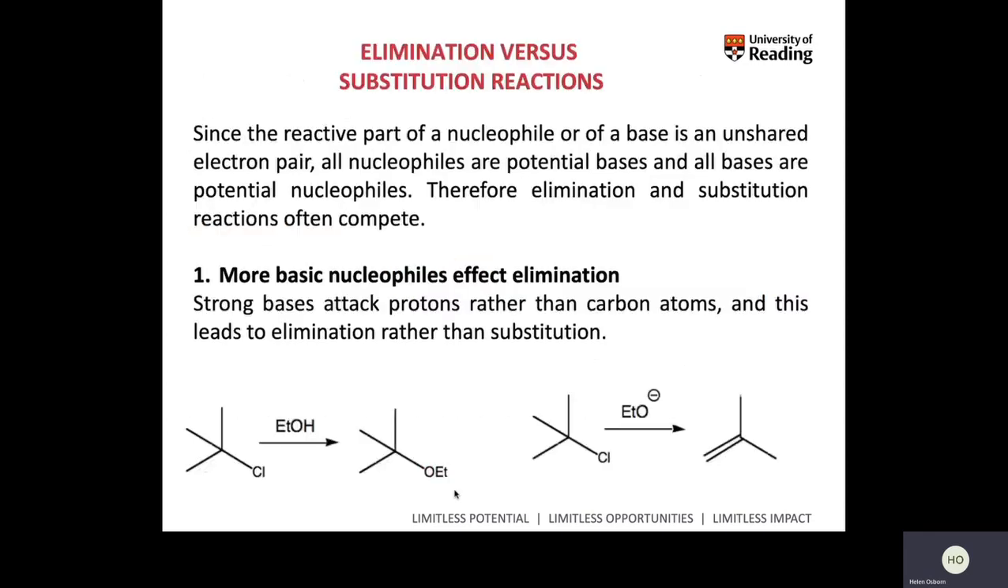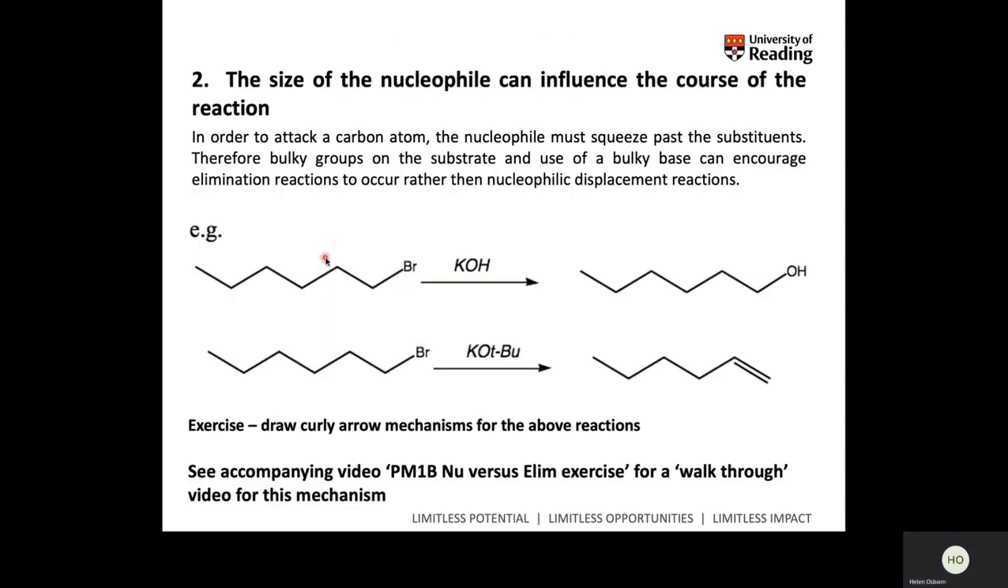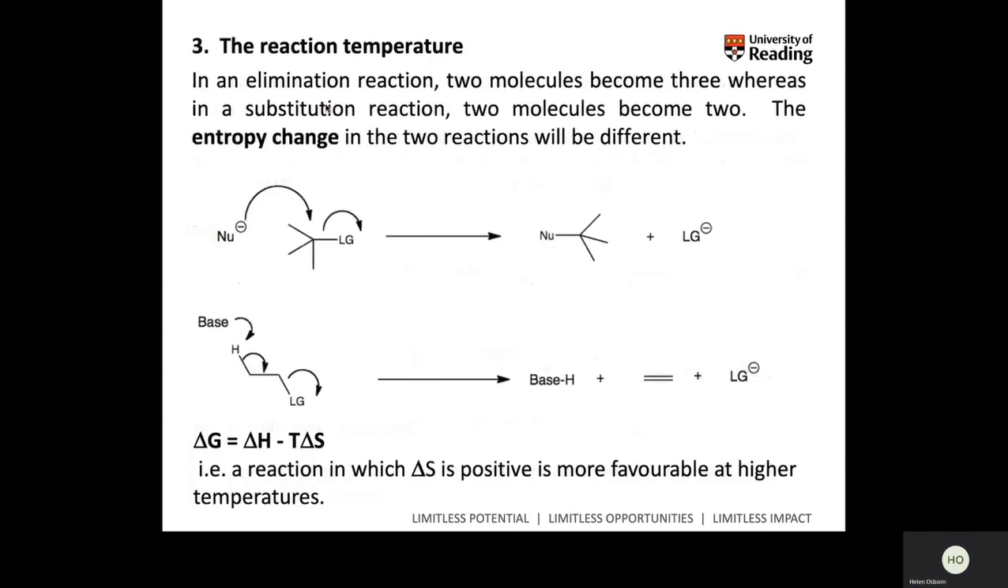Okay, but that's given us two options to influence elimination over substitution and vice versa. We can look at the basicity of the nucleophile. We can look at the size of the nucleophile. And the last thing we can do is, when we're doing our reaction, we can also alter the reaction temperature. So that's very easy to do in the lab. You can just use solvents which have different boiling points so that when you heat them, the reaction mixture is then occurring at different temperatures.